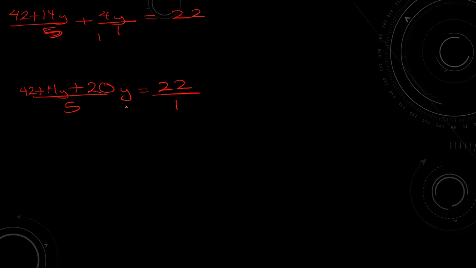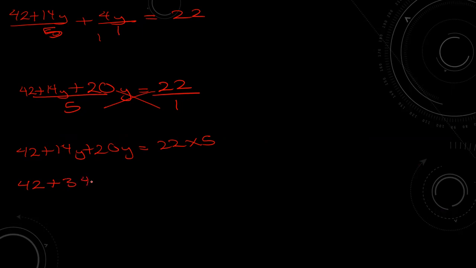What can we do here? We can cross multiply. So we have 42, since it's times 1, it's the same thing. 42 plus 14y plus 20y equals 22 times 5. 42 plus 14y plus 20y, that would be 34y equals 22 times 5, that's 110. Now you can see we have a simple equation.